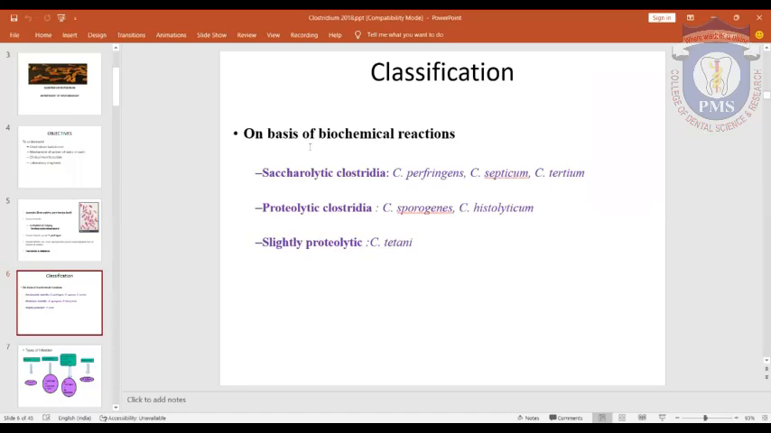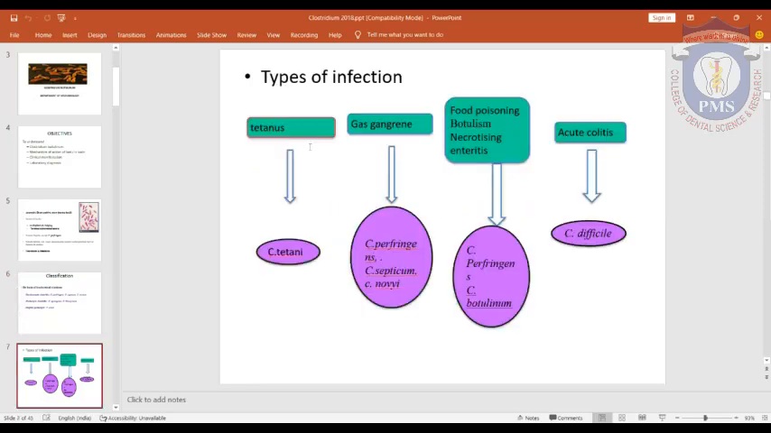Classification. On the basis of biochemical reaction, Clostridia is classified into three. They are saccharolytic Clostridia, proteolytic Clostridia, and slightly proteolytic Clostridia. Saccharolytic Clostridia includes C. perfringens, C. septicum, and C. tertium, and they utilize carbohydrate as their source of energy. Proteolytic Clostridia utilizes protein, and they include Clostridium sporogenes and Clostridium histolyticum. And slightly proteolytic Clostridia includes Clostridium tetani.